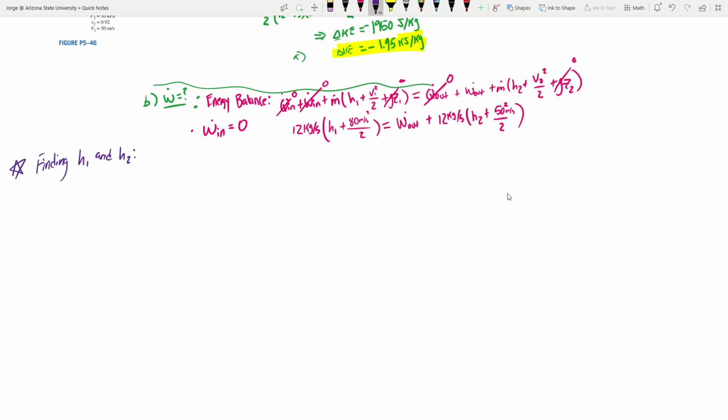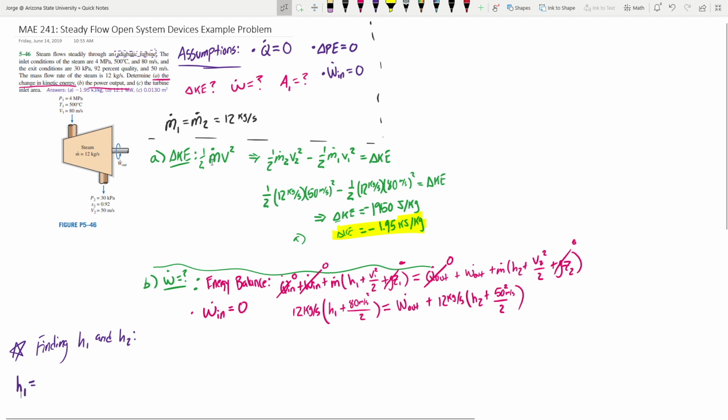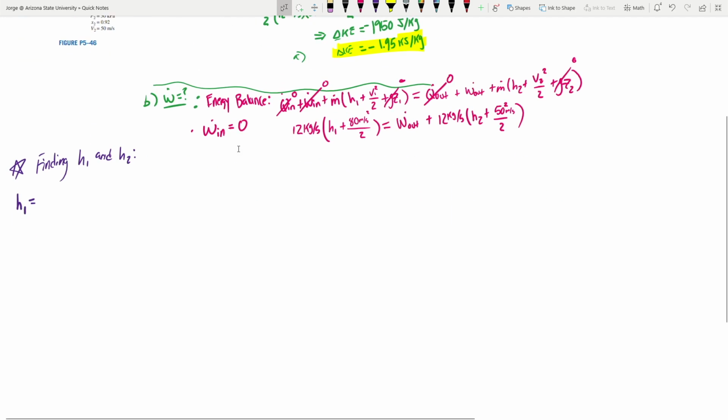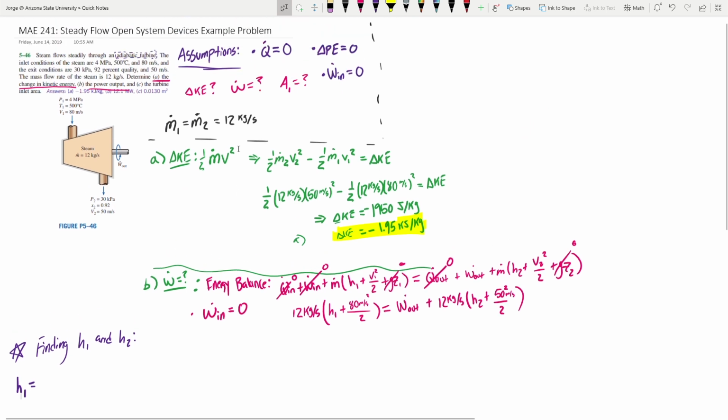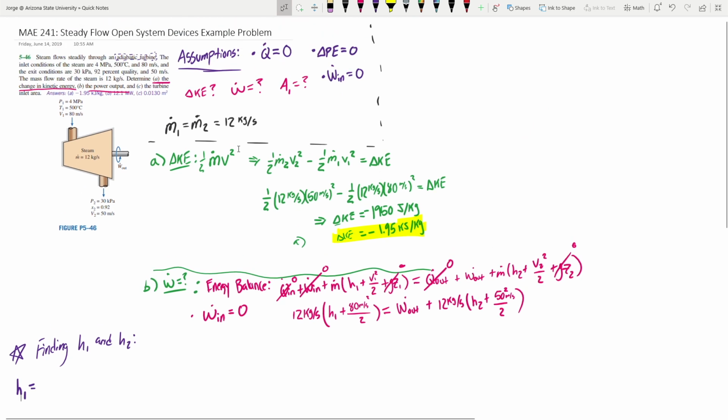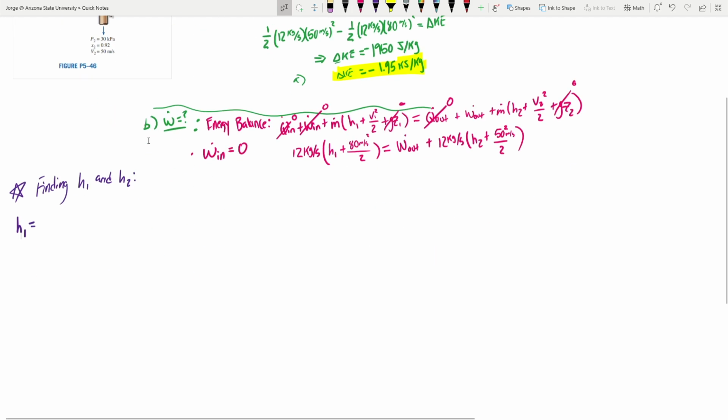Okay, so let's start with H1. So H1, we know the temperature and pressure for H1. So right away, looking at our saturation tables, we see that at 4 MPa our temperature is greater. Our 500 degrees Celsius is greater than the saturated temperature at 4 MPa. So this means that it is a superheated vapor, which obviously we know because it's steam here.